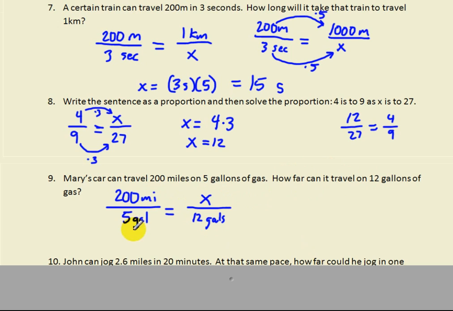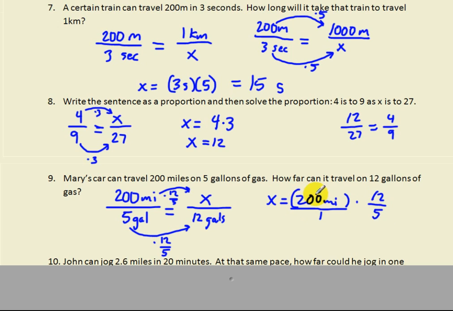Okay, so again, we're trying to go from the first ratio to the second, and we had something similar to this before. To get from 5 to 12, we're going to multiply by 12 fifths. So 5 times 12 fifths will give us 12. That means we have to also multiply 200 times 12 fifths. So x is equal to 200 miles times 12 over 5. If you want, you can write this as over 1.